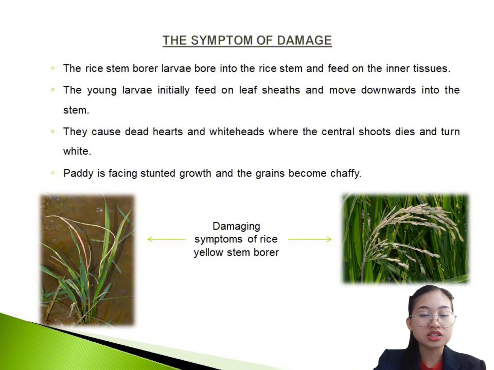This leads to stunted growth, reduced tillering, and ultimately a decrease in rice yield. At maturity, the grains become chaffy, which is known as a white ear. After that, the whole plant finally dies. Additionally, the entry holes created by the larvae make the plants more susceptible to secondary infections by pathogens.